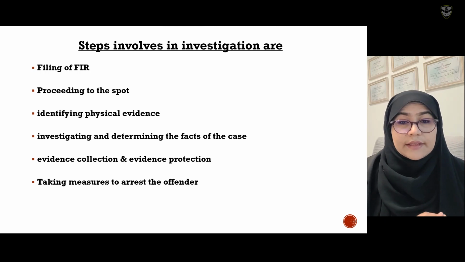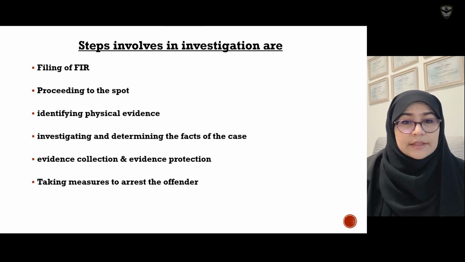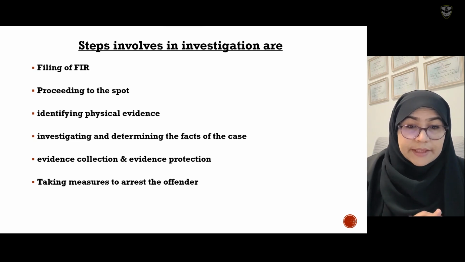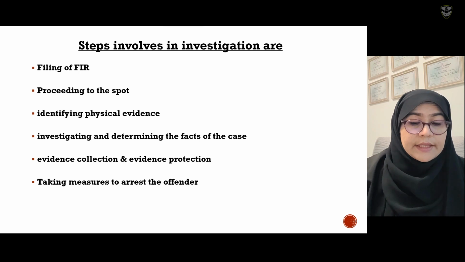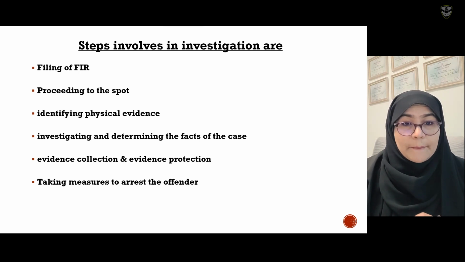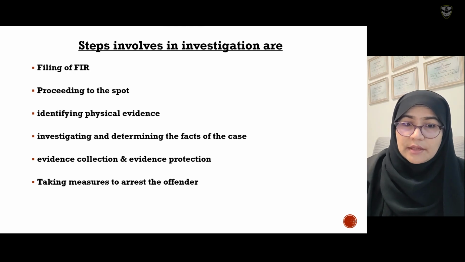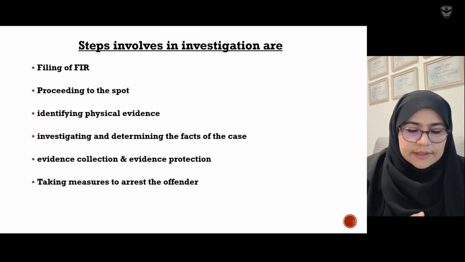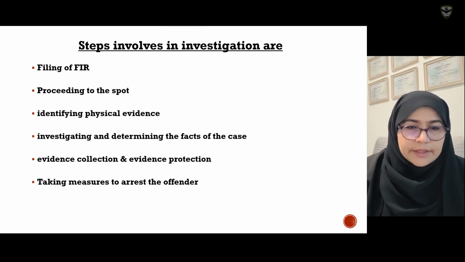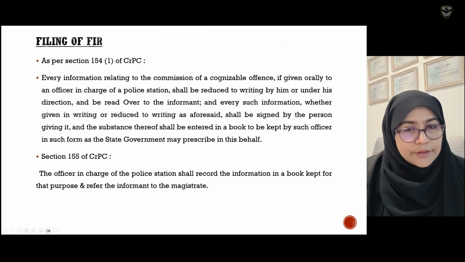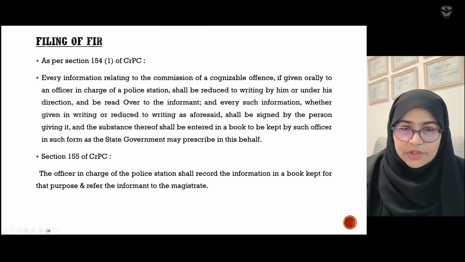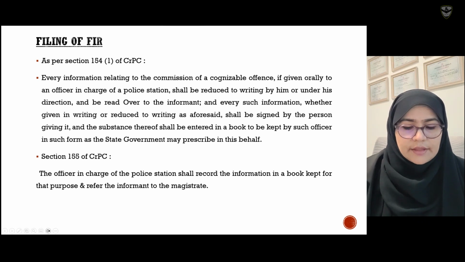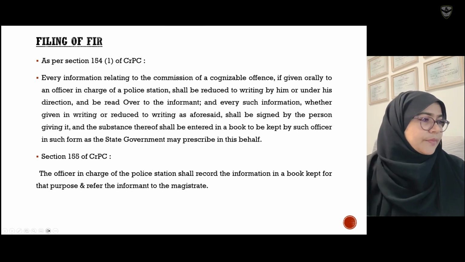Keep in mind that these are very essential tasks that need to be practiced with a high degree of skill to avail the maximum amount of accurate information in the investigation process. Now let's see these steps one by one. The first one is filing of FIR. As I have mentioned earlier, the first thing a police officer will do is lodging an FIR.